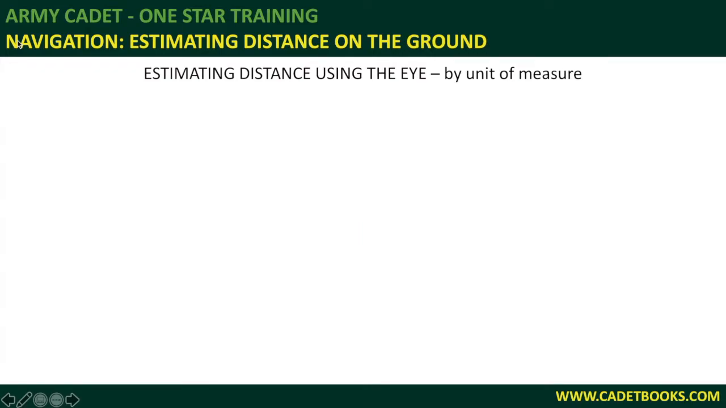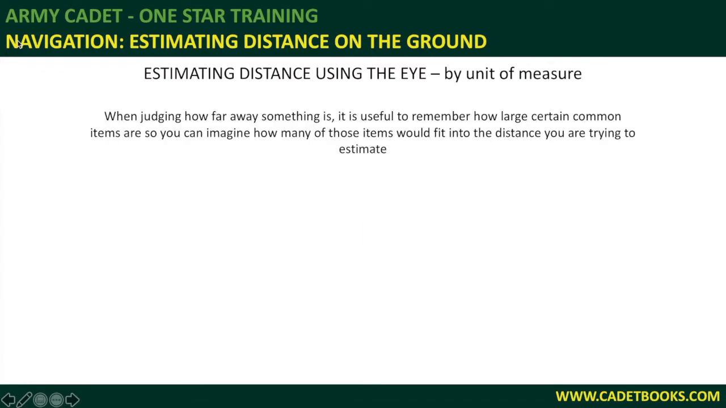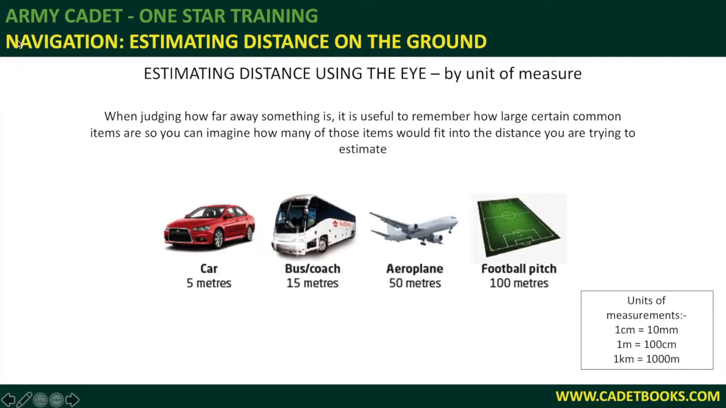Estimating distance using the eye, by unit of measure. When judging how far away something is, it's useful to remember how large certain common items are so you can imagine how many of those items would fit into the distance you are trying to estimate. For example, a car, approximately 5 metres, bus or coach, 15 metres, aeroplane, 50 metres, football pitch, 100 metres. Remember, 1 centimetre is 10 millimetres, 1 metre is 100 centimetres, and 1 kilometre is 1,000 metres.